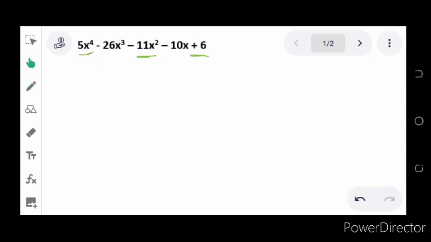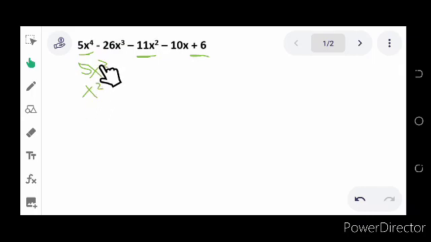The first thing that we're going to do is dismantle the x to the fourth term into two factors. So, factors of 5 is just 5 and 1. So, this could be 5x squared, and of course the other one is x squared, because when you multiply 5x squared times x squared, that gives you 5x to the fourth.